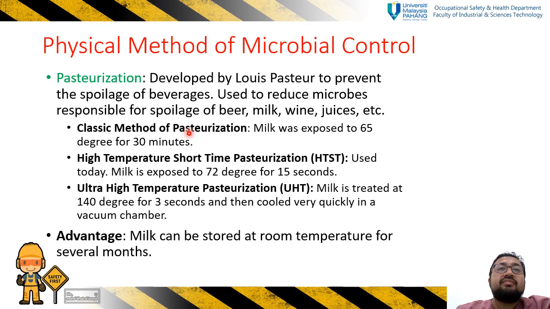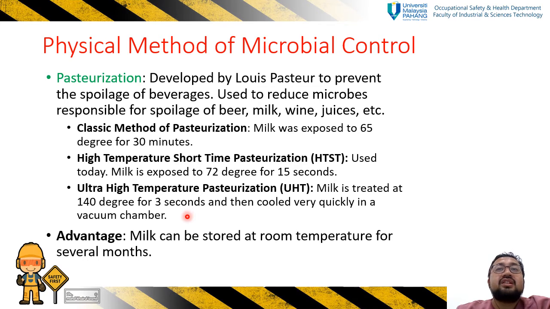So we have the classic method of pasteurization, where for example milk will be exposed to 65 degrees for 30 minutes, and then high temperature short time pasteurization, used today, where milk will be exposed to 72 degrees for 15 seconds, and ultra high temperature pasteurization. Milk is treated at 138 degrees for 3 seconds only and then cooled very quickly in a vacuum chamber.